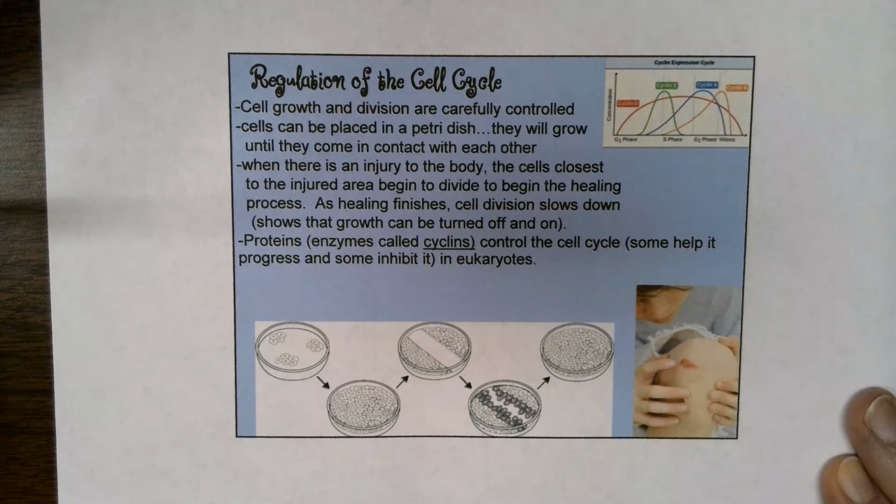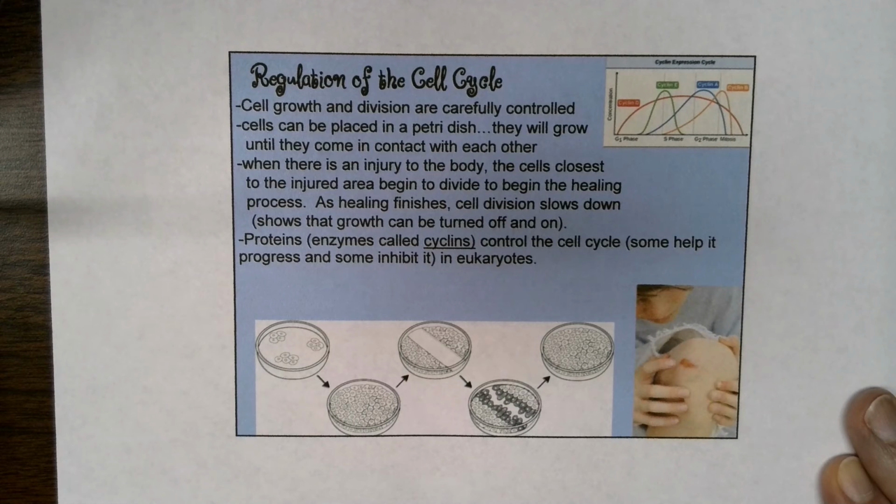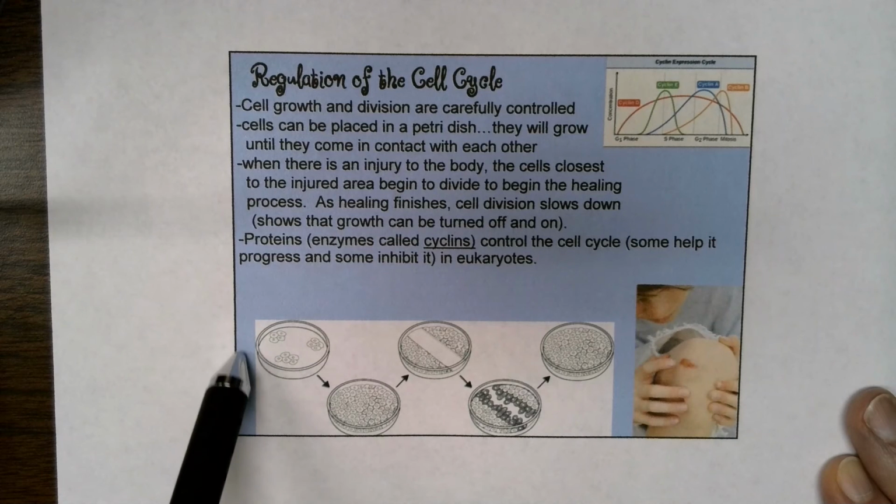Some of them keep the cell cycle progressing along its way. Some of them inhibit progression, like if some phase is not finished yet, then a cyclin will send a signal that tells the cell, all right, this needs to finish up before the cell can go into the next phase. Okay, so some progress it, some inhibit it. But just to explain this with this particular picture.